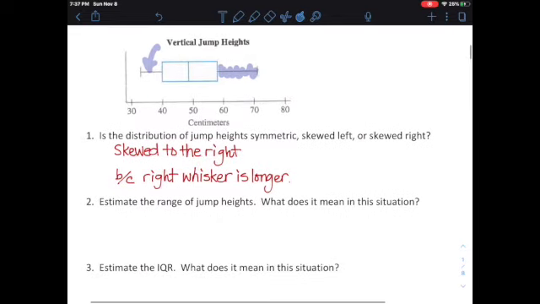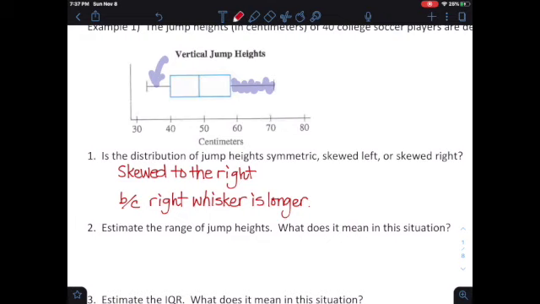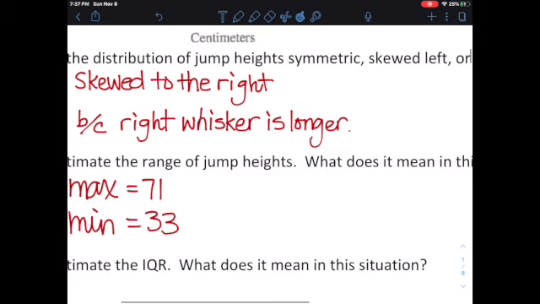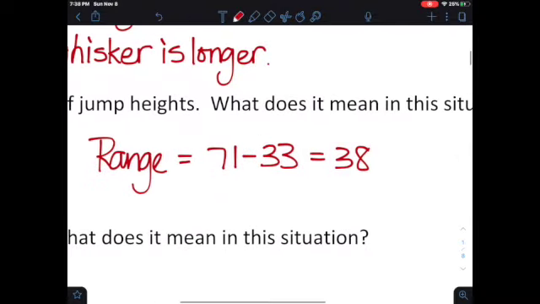Next question: estimate the range of the jump height. What does it mean in this situation? It's an approximation. I would say the maximum is about 71, because it's a little bit more than 70. And the minimum is going to be about maybe 33. The range is the max minus the min, so range is 71 minus 33, which is 38. What does that mean in this case? It means all the jump heights are within 38 centimeters of each other.